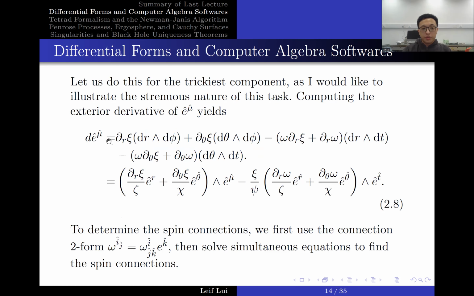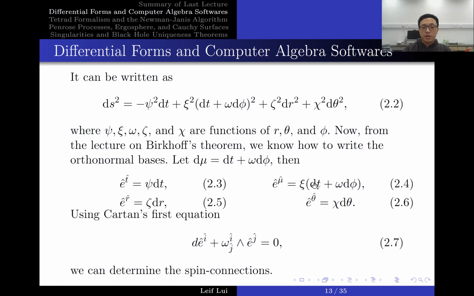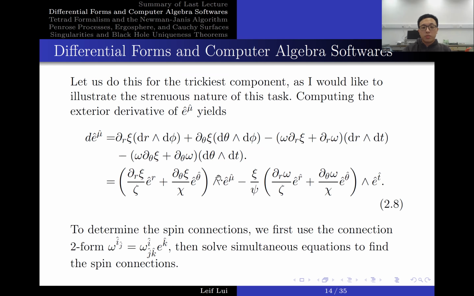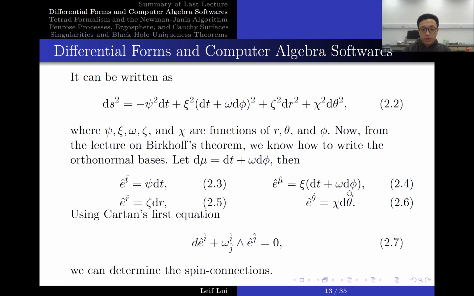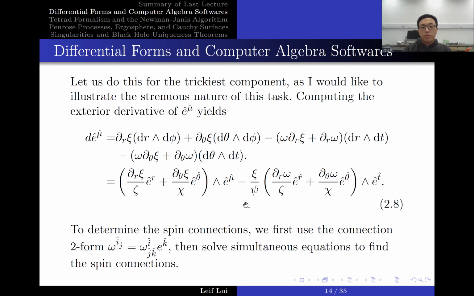So I took the exterior derivative of this component, and you obtain this really ugly expression. And what you can do is, using these definitions, you can rewrite them in terms of the bases. So basically, you replace d theta with 1 over e theta. So you can replace these with the following. And then what happens is, to determine the spin connections, we first need to write the connection 2-form, namely this one.